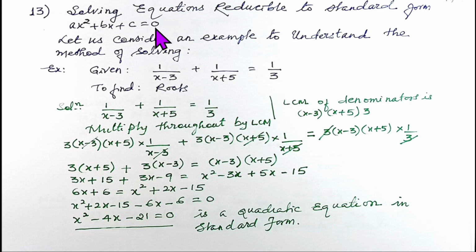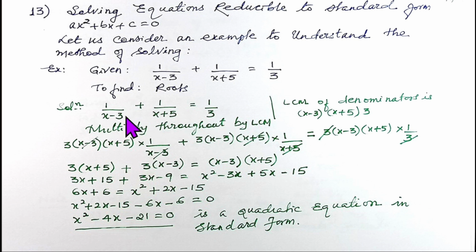Now let us understand this through an example. Here we have been given an equation which is not in standard form. To find the roots of this particular equation, we have to find out the standard form. Now to find the standard form, the method is very simple. Write 1 by x minus 3 plus 1 by x plus 5 is equal to 1 by 3.